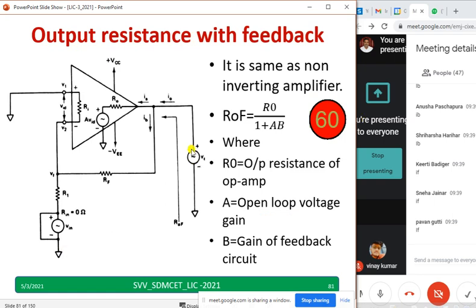Output resistance is the same as the non-inverting amplifier, because R0 is very small, and you have derived the equation for R0F: R0F equal to R0 by 1 plus AB. Looking at the output side, we have not changed anything. Hence, the equation will remain the same. You can observe the circuit diagram, the output side we are keeping everything the same. Hence, R0F equal to R0 by 1 plus AB.